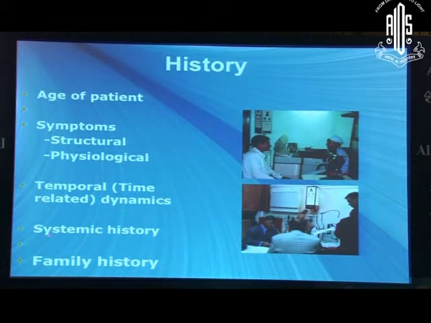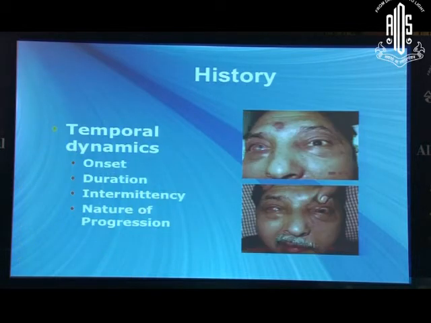Systemic history holds a clue to a number of conditions which lead to proptosis, and a number of masses in the orbit. You'll get a clue on systemic examination and at times the family history. So let's look at the temporal dynamics, or the time sequence of things.